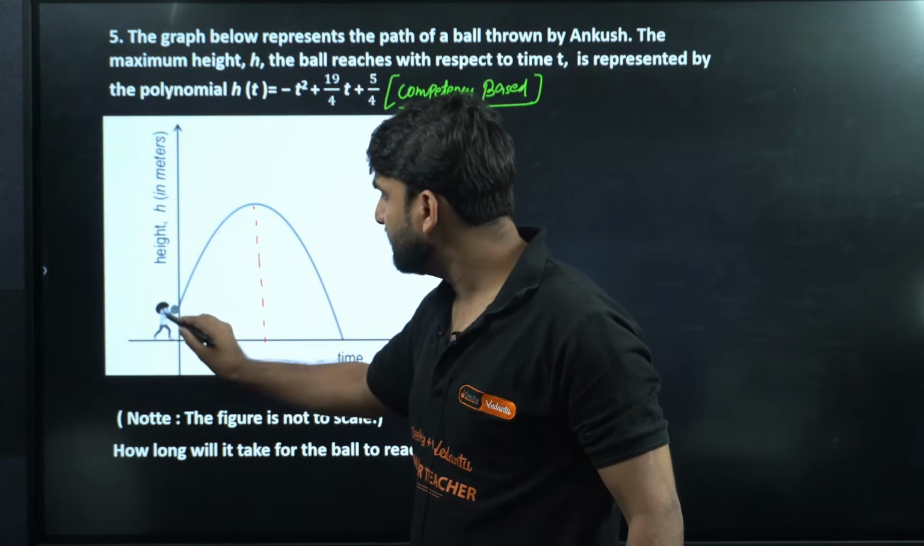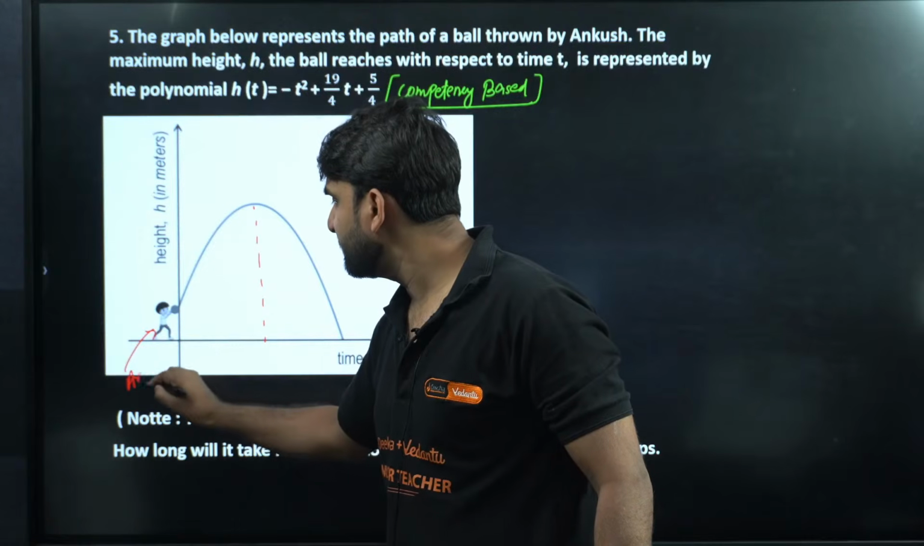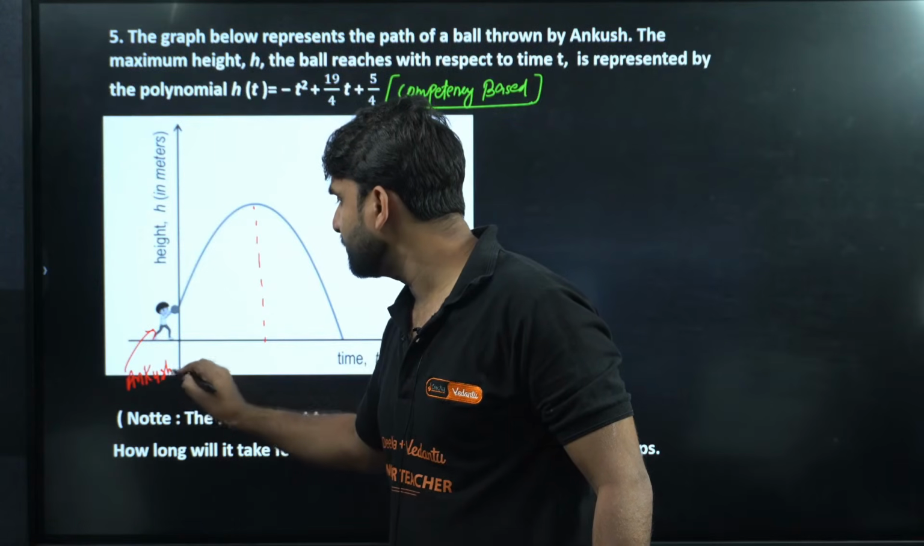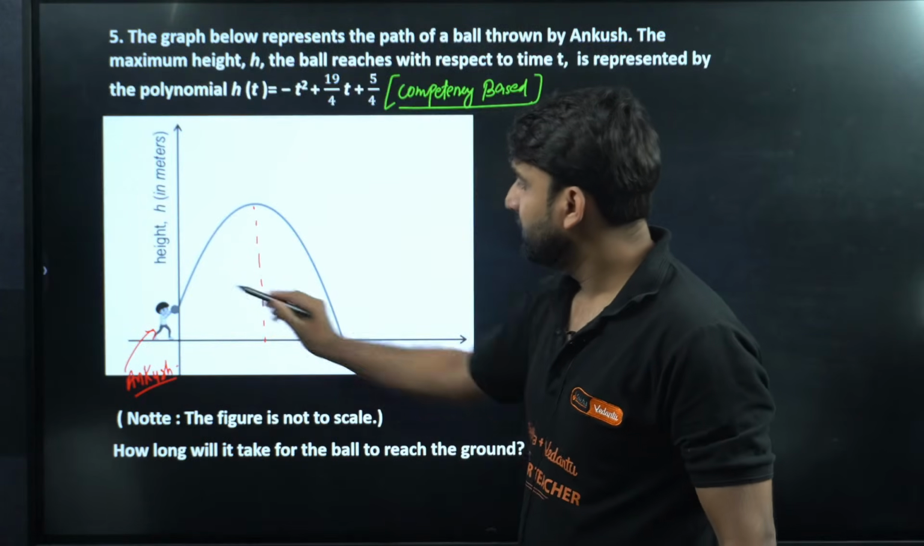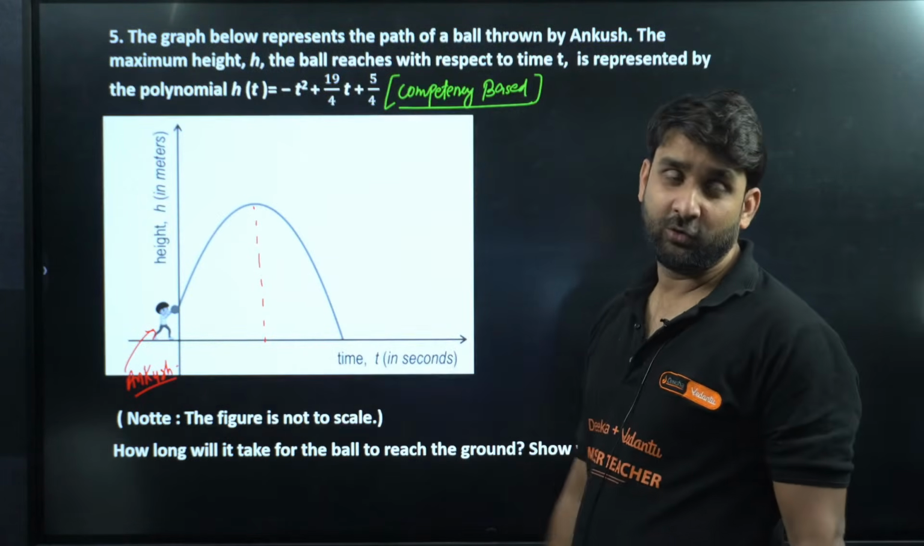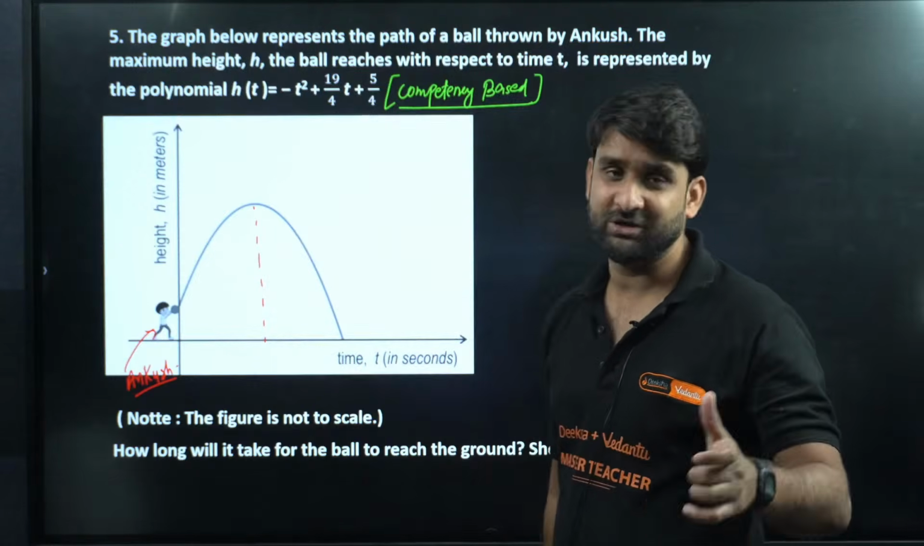There is a boy here, this is Ankush. Ankush is throwing a ball, and this ball is making a curve. In science, such a type of curve is called projectile motion, a projectile curve. This trajectory is called a projectile.